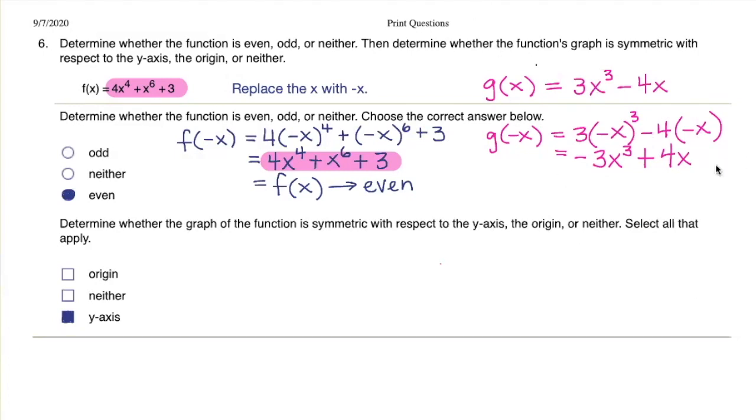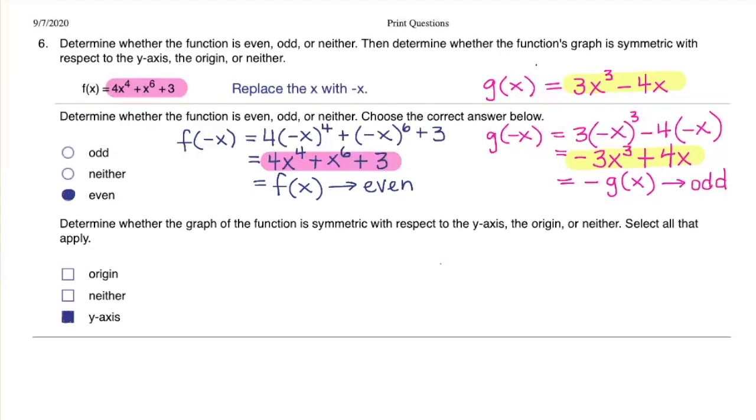Now it's time to compare again. I compare the right-hand side to the original right-hand side. Are they the same? No. So the next thing I look for is to see if they're exactly opposite signs. 3x cubed is now negative 3x cubed. Negative 4x is now positive 4x. If every term on the right-hand side changes sign, ends up negated, is how we write that in symbols, that means your function is odd.